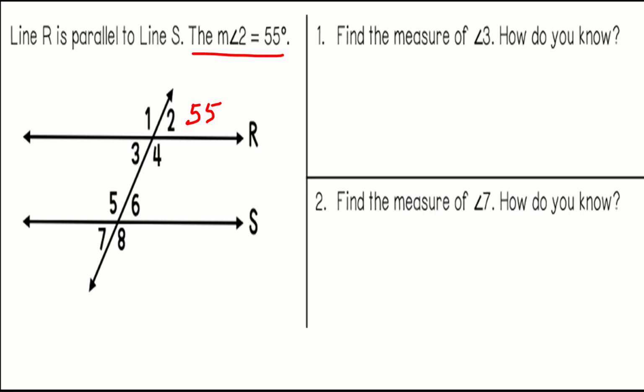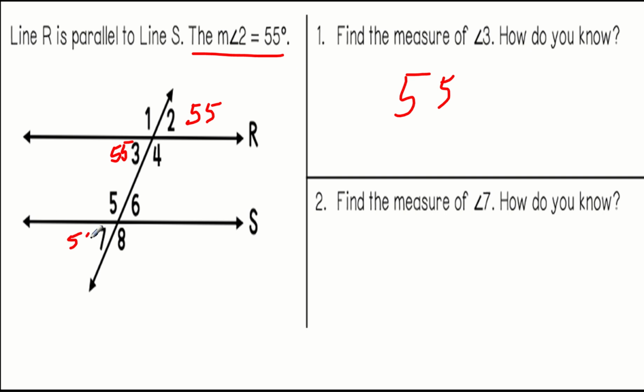Anybody got angle 3? 55. In this case, 3 and 2 are across from each other. That means they are vertical angles. So if they're vertical angles across the X from each other like that, that means they're the same. Who can give me the measure of angle 7? 55.